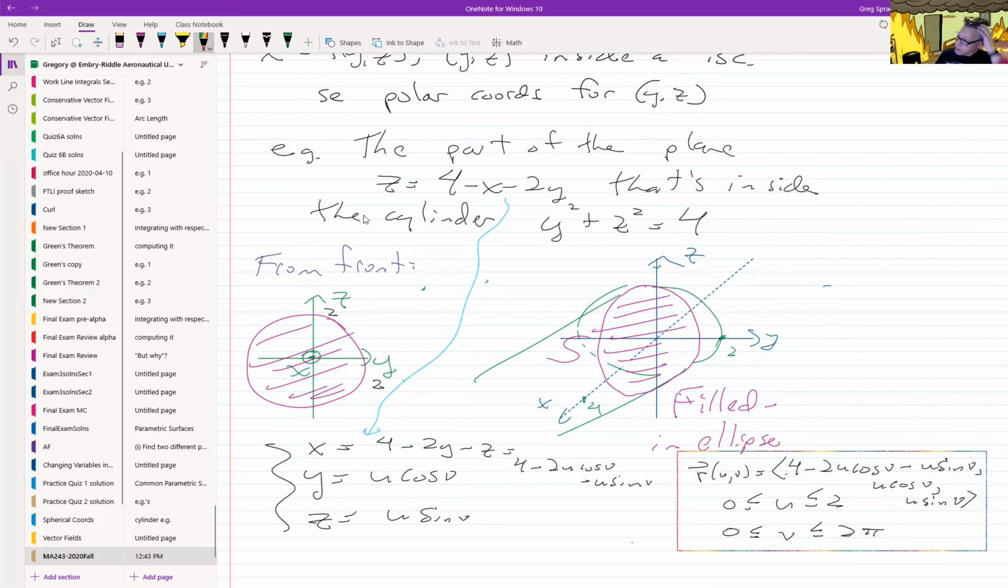Ta-da. I think this is enough for now. And next time we'll start doing calculus with surfaces.